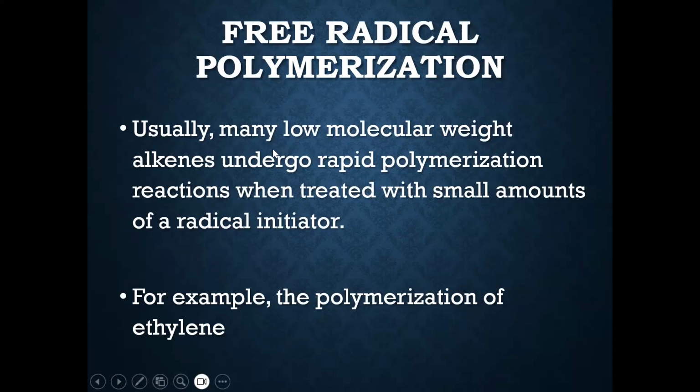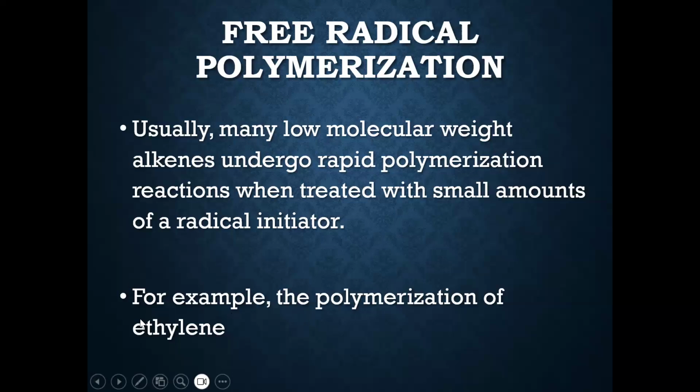Free radical polymerization usually happens between low molecular weight alkenes, which undergo rapid polymerization after treatment with a small amount of radical initiator. So we have a molecule that acts as a radical initiator. This molecule will help initiate the reaction by forming a free radical. This free radical will act at the active site to attract more monomers to join the chain. Then the chain will grow in length until we terminate the reaction. That's why it is called the growth reaction.